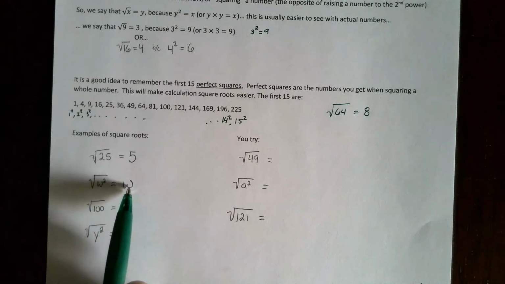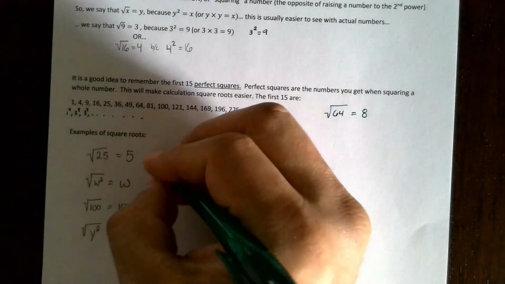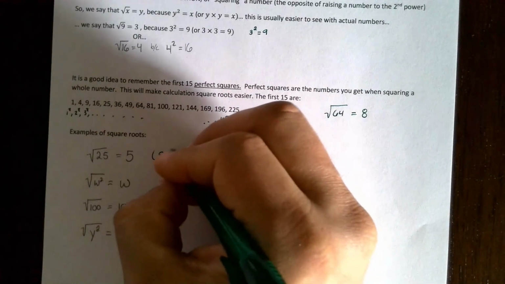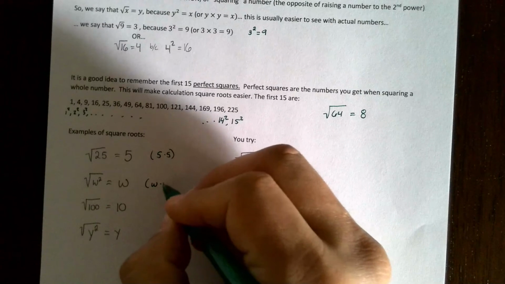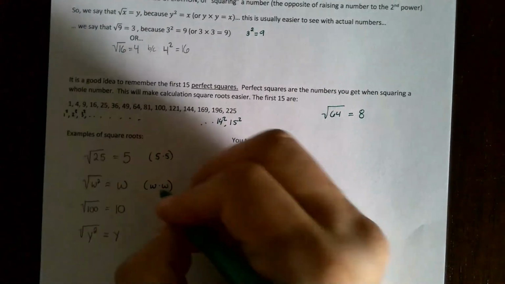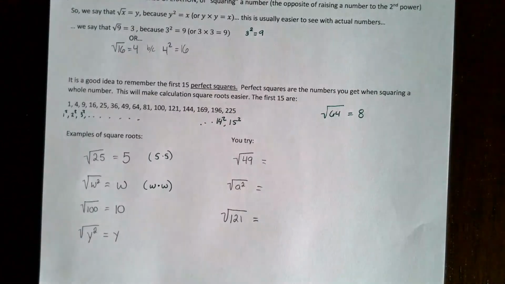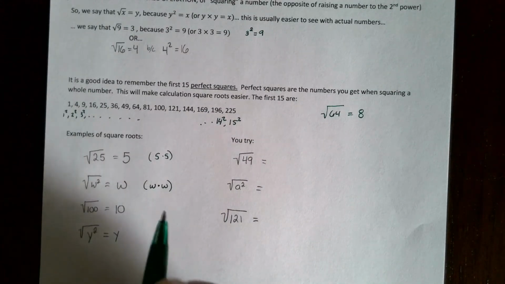W. Okay, why? Because of the same reason here: 5 times 5 we say is 25, we would say w times w. Another way we could write that is w to the second power, w squared. And that's important for algebra, which we'll be doing next week.